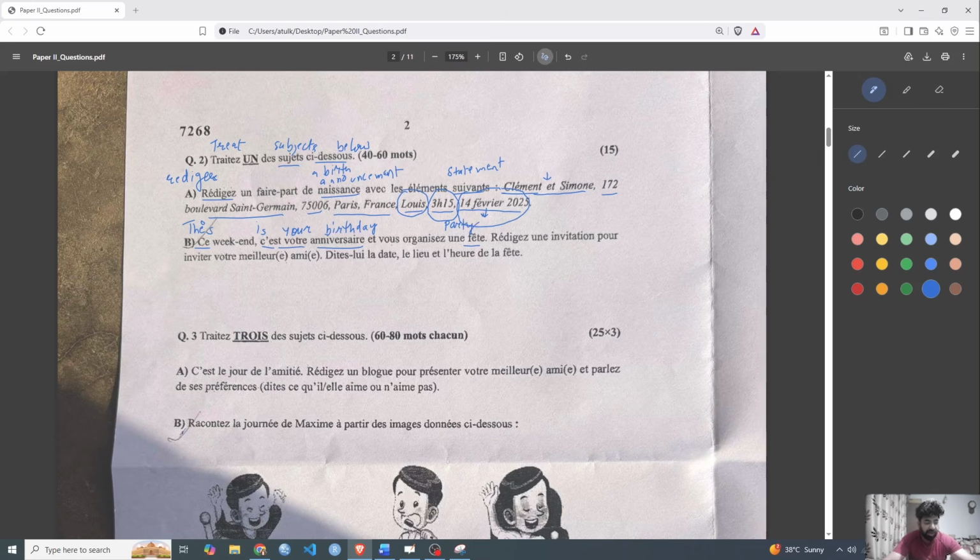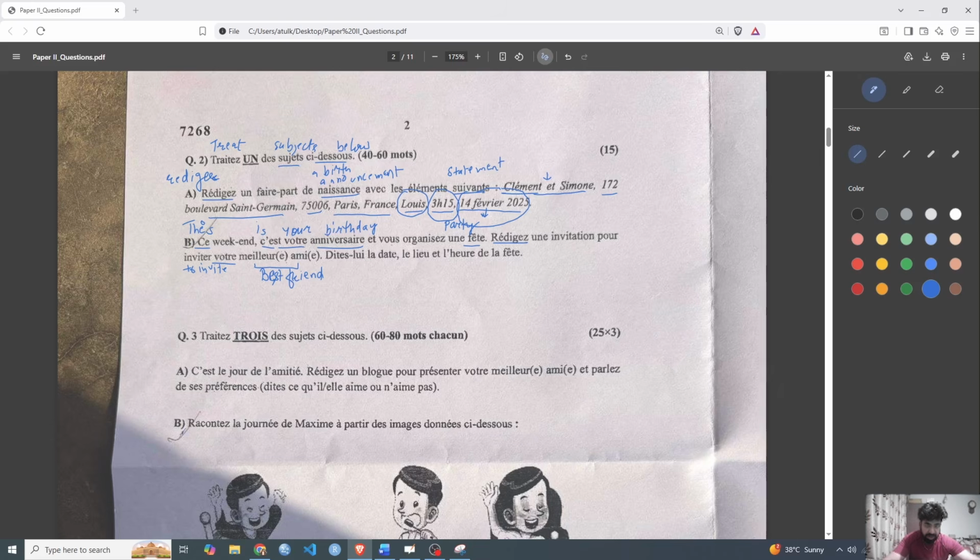Then it again says rédiger, which is the verb I told you about, which means to write. Write an invitation for, inviter, to invite your, votre, meilleur, ma. So basically, we have friends and then we have the best friend. When it says that, it usually means best friend. You have to invite your best friend for the birthday party. This is what it says. So we have to draft a writing portion for that.